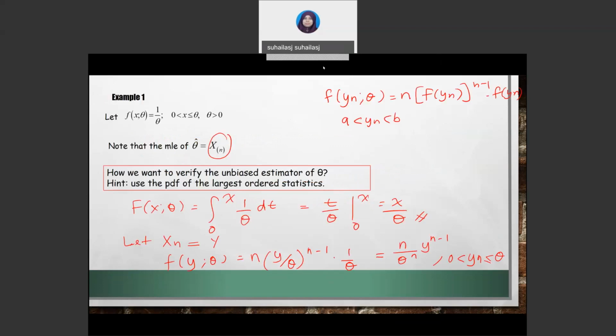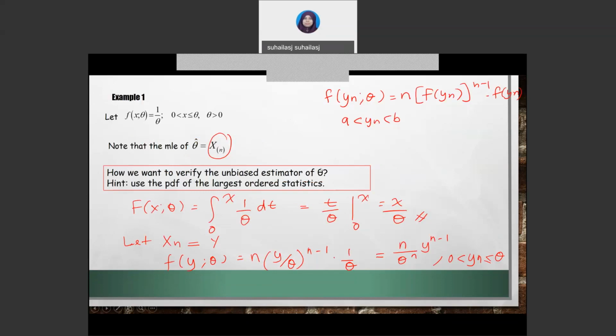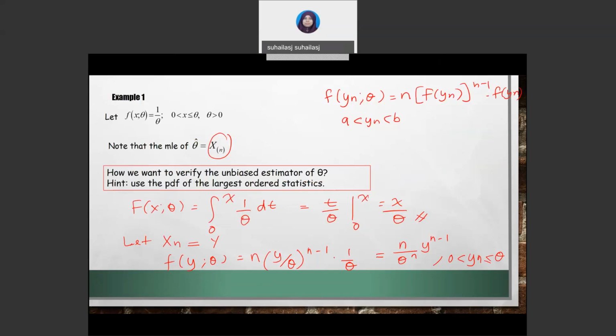Let's refer to the first example, example 1. This one is a uniform distribution, 1 over theta, with the range 0 less than x less than or equal to theta. We already solved this one. We found that the MLE of theta hat is just the largest ordered statistic. Now we want to verify whether we have an unbiased estimator of theta or not.